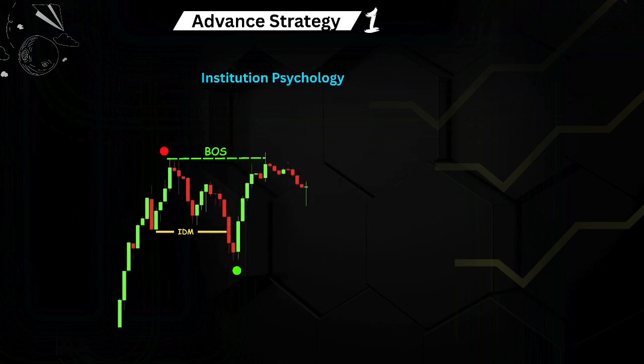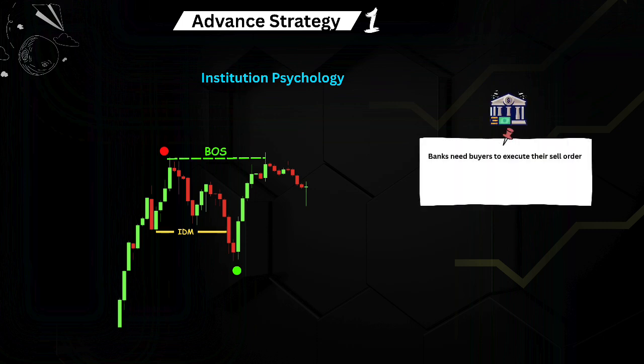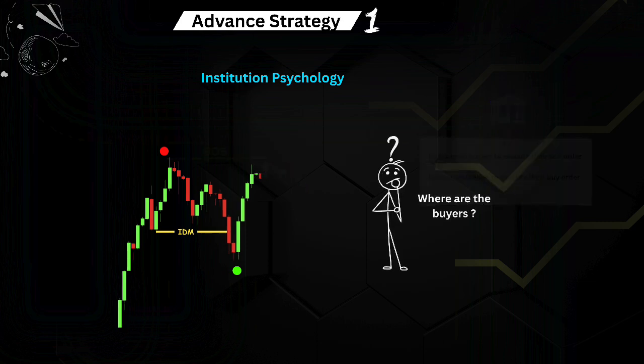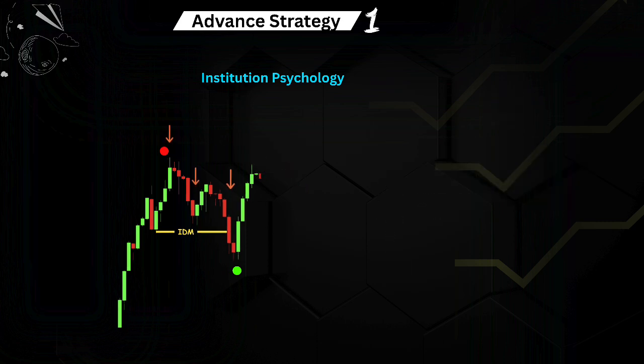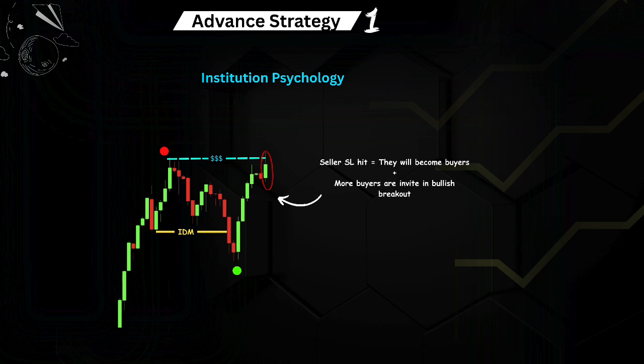Now, let's understand the institutional psychology behind it. Banks need buyers to execute their sell orders, and they need sellers to execute their buy orders. So the question is, where are the buyers? All the retailers who sold here have their stop losses lying above the swing. Once the market hits their stop loss, they automatically become buyers, and even more buyers are invited into the bullish breakout. And this is exactly what banks need: buyers to execute their sell orders.